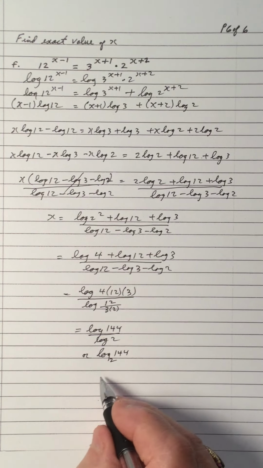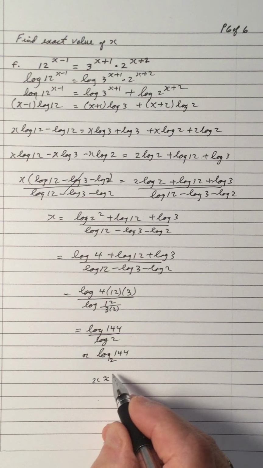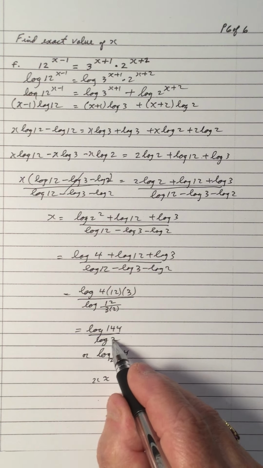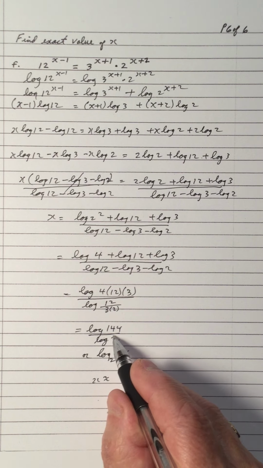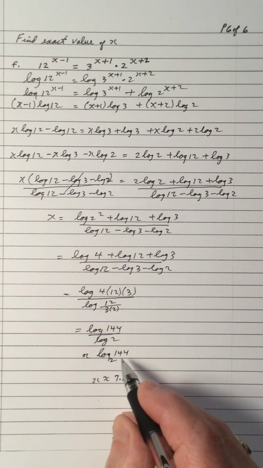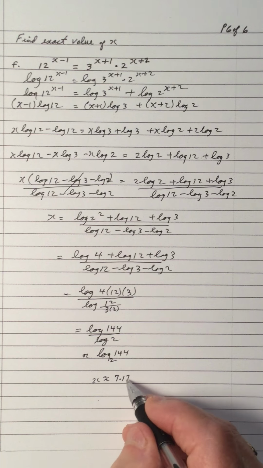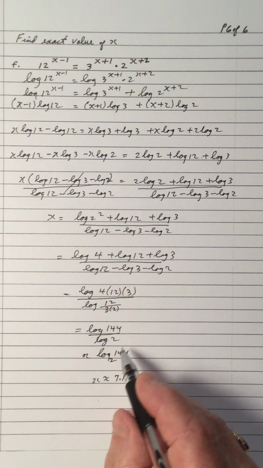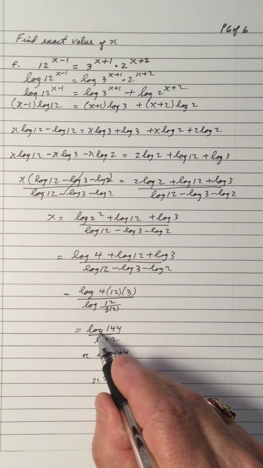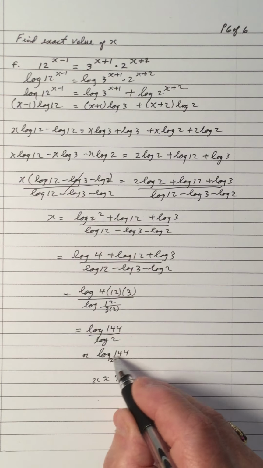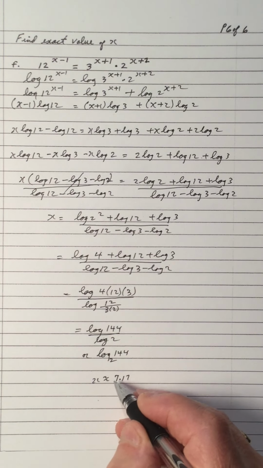And again, x is approximately, if you want to check, what power of 2 gives you 144? Well, 2 to the 6 is 64, 2 to the 7 is 128, so if you check with your calculator, 7.17 makes sense. So 2 to the 7.17 gives you 144. This is the approximate value, but the exact answer is the log of 144 divided by the log of 2, or it could be written as the log of 144 base 2.